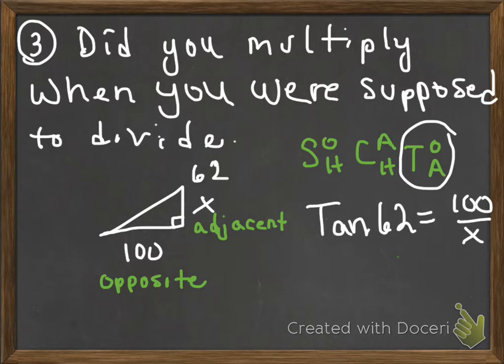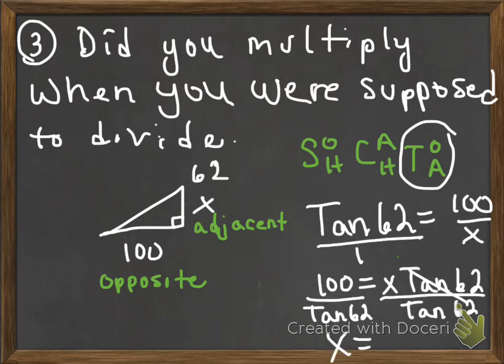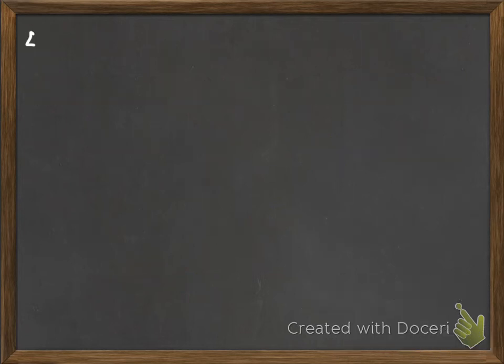And now we're ready to cross multiply. We'll put a 1 underneath our tangent of 62, and then we'll get 100 equals x times tangent of 62. Then we're going to divide both by tangent of 62, and we'll get x equals 53.1709. So often people will do 100 times tangent of 62. If your variable's on the bottom, you're going to end up dividing.